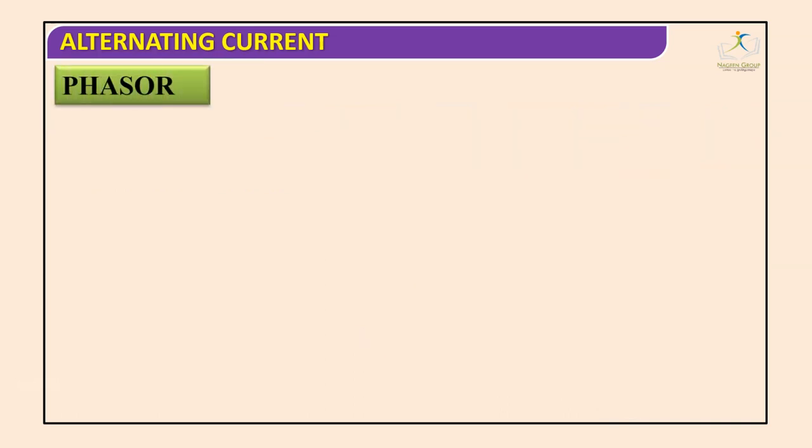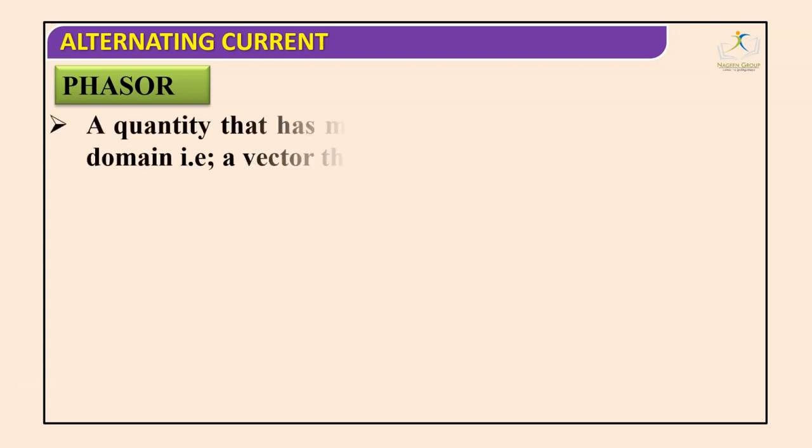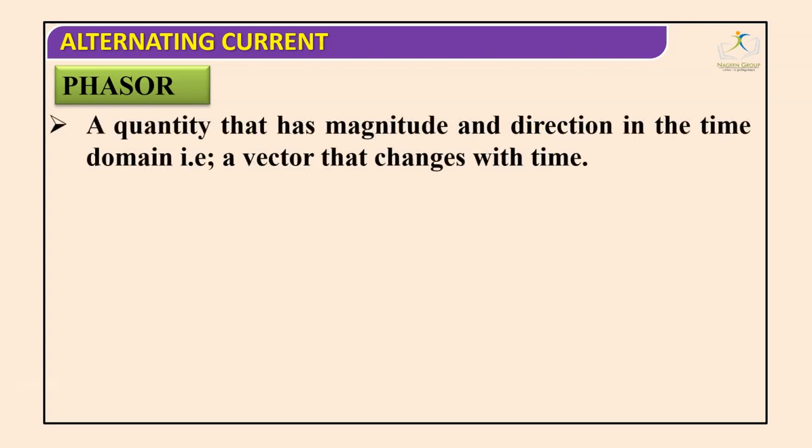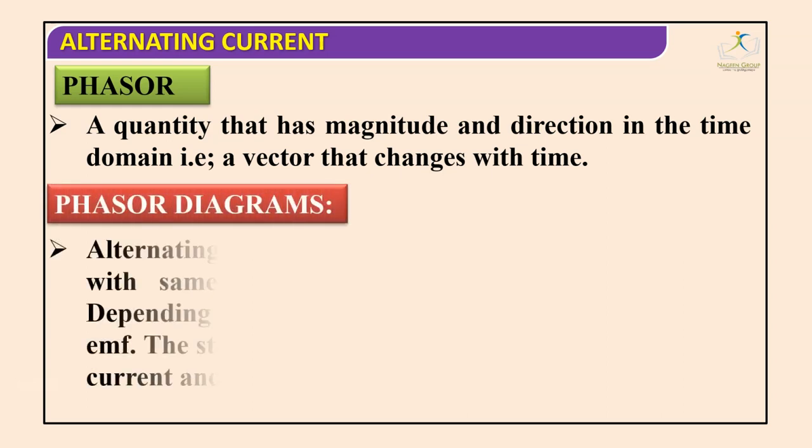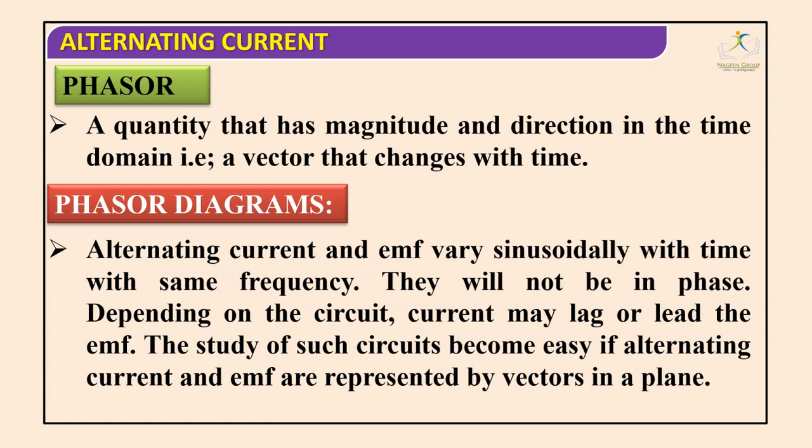So, phasor diagram: it is a quantity that has a magnitude and direction in the time domain, that is, a vector that changes with respect to time. A phasor diagram represents alternating current and EMF. We know that alternating current and EMF both vary sinusoidally with respect to time at the same frequency, but they will not be in phase. Depending on the circuit, current may lag or lead the EMF.